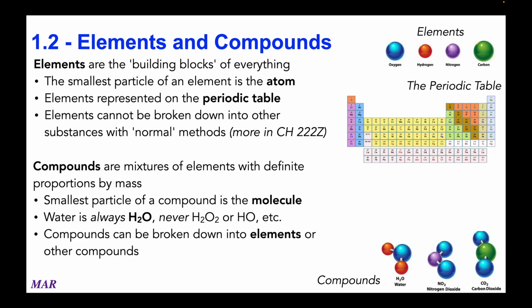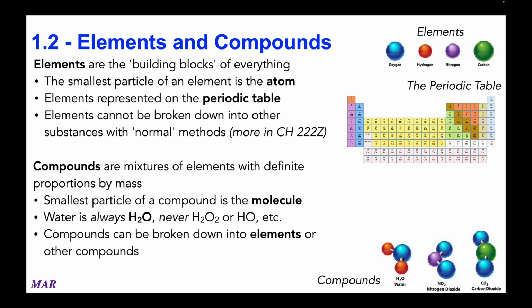Compounds are just combinations of elements, but here's the thing. They have definite proportions by mass, and that's important. So for example, water, which is a compound, is a combination of hydrogen and oxygen. Water is always 2 parts hydrogen to 1 part oxygen, or H2O, as chemists would call it. It will never be H2O2, which would be 2 parts hydrogen to 2 parts oxygen, or HO, or H3O, or any combination like that. So compounds have definite combinations of elements, and they don't vary from there, which is cool. Now, in theory, you can break compounds back down into the elements, so that's always a possibility, at least in theory.